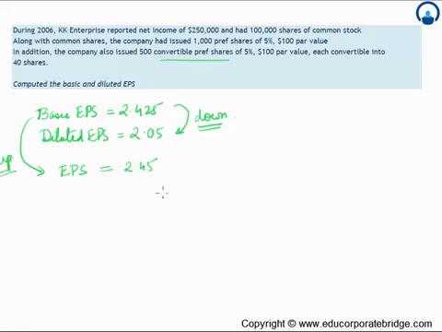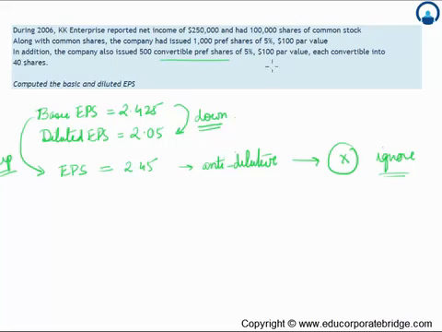And in this case, if this happens, the securities would be called anti-dilutive. And if the securities are anti-dilutive, then you don't take these into consideration. So you ignore these anti-dilutive securities. So let's take an example here.